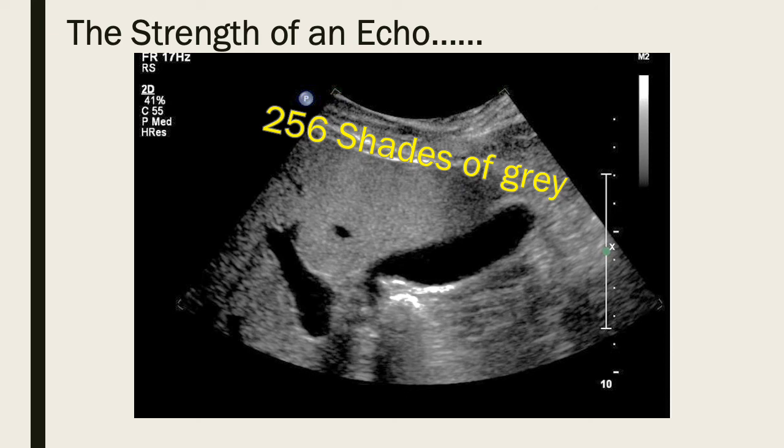It's really important that we understand that the different shades of gray represent the strength of the returning echo. The stronger the echo, the brighter or the more echogenic it's going to appear on ultrasound. And the weaker the echo, the darker or the more hypoechoic it's going to be on ultrasound.